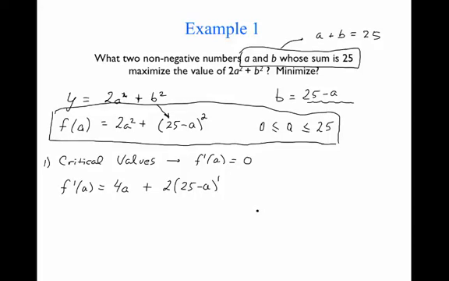How'd I do? Am I a master? How'd I do? Looks like I have to take it again. What did I do wrong? Chain rule, right? So 2 times 25 minus a to the first times the rate of change of the inside, which is? Times negative 1.